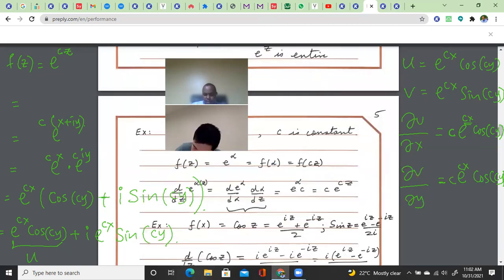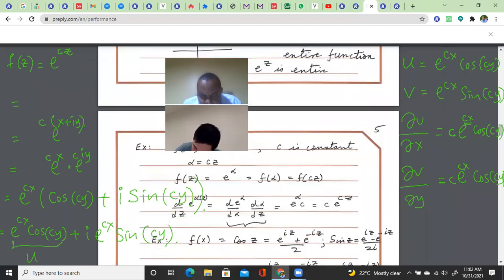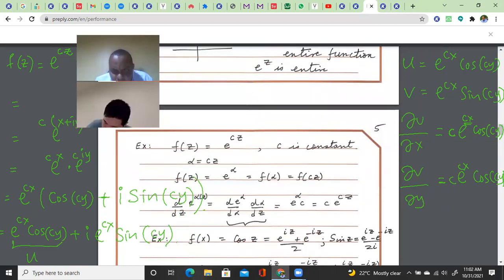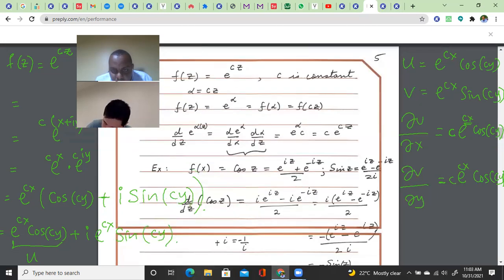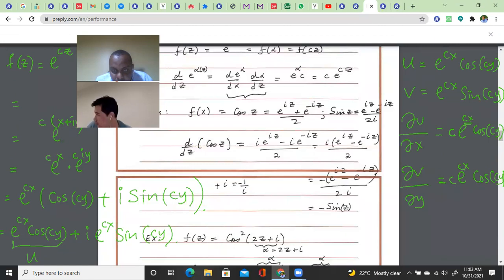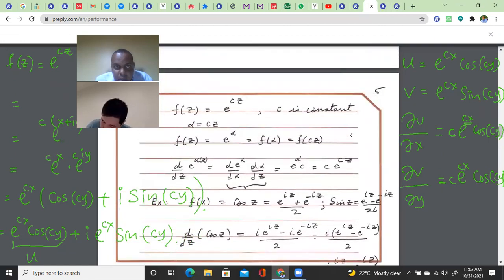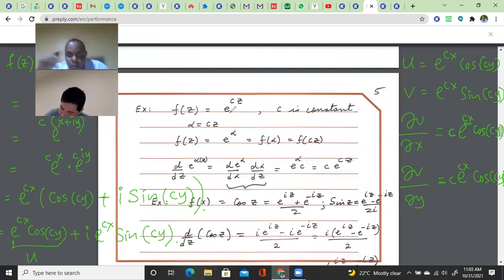Let's check another one. The second thing: du/dy equals e^(cx) times cos(cy), which is going to be minus sin(cy), and negative dv/dx equals negative e^(cx) times sin(cy) times c. It's not equal, right?